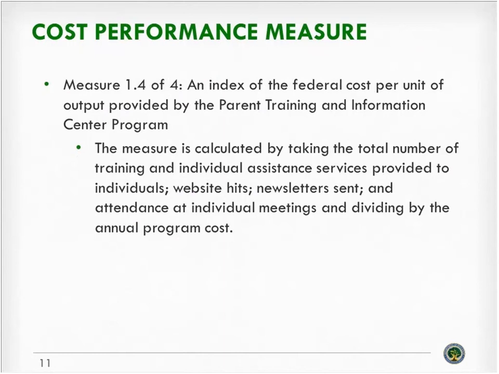The last short-term program performance measure involves a cost measure. As you see on the screen, the measure is calculated by taking the total number of services provided by the program, that is, every single parent center, and dividing by the annual program costs. So the services counted are training and individual assistance services provided to individuals, website hits, newsletters sent, social media, and attendance at individual meetings. The total cost of the program for the past few years has been approximately $27,411,000.